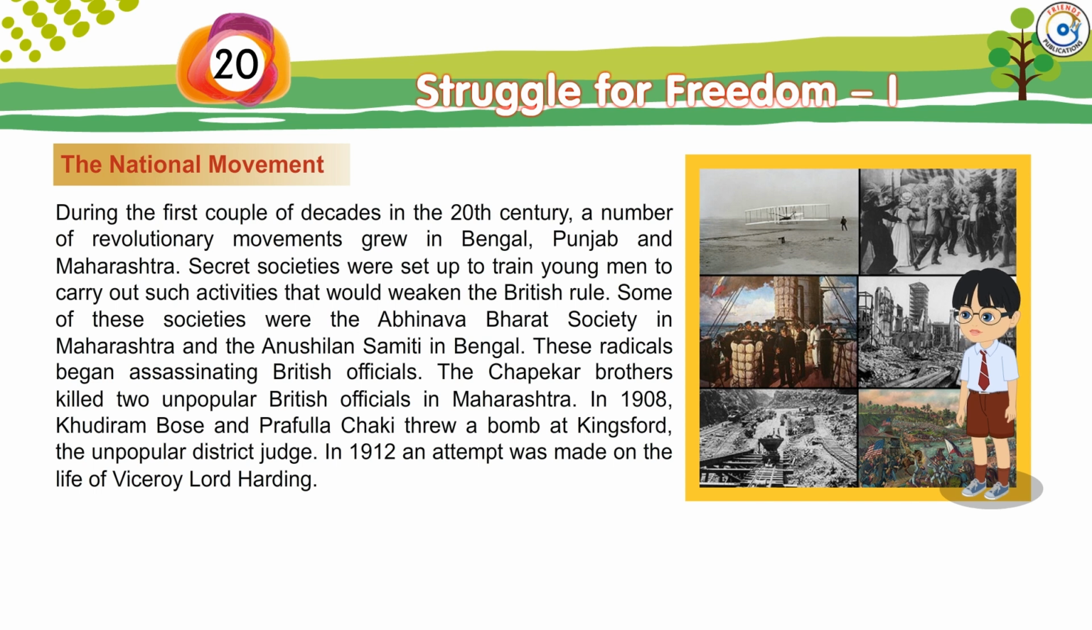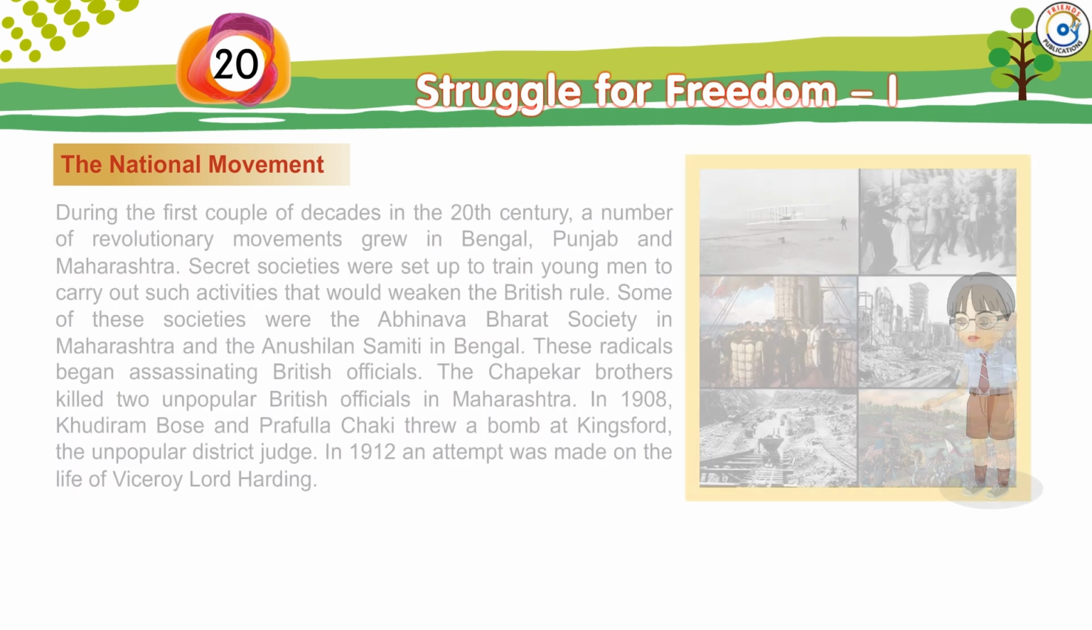The Chapekar brothers killed two unpopular British officials in Maharashtra. In 1908, Khudiram Bose and Prafulla Chaki threw a bomb at Kingsford, the unpopular district judge. In 1912, an attempt was made on the life of Viceroy Lord Hardinge.